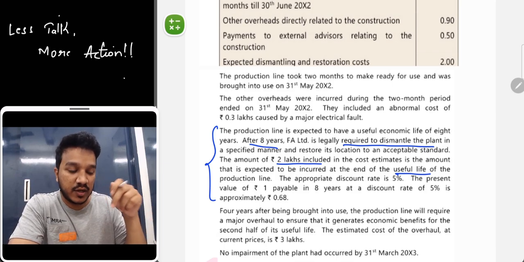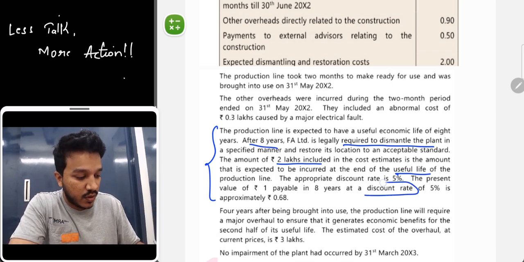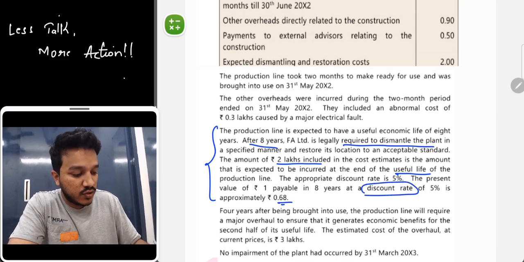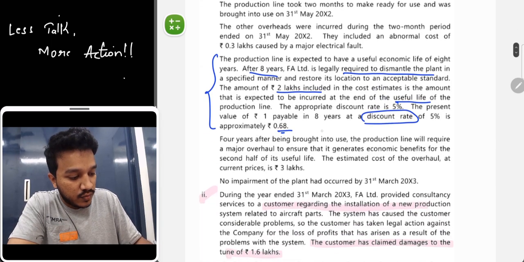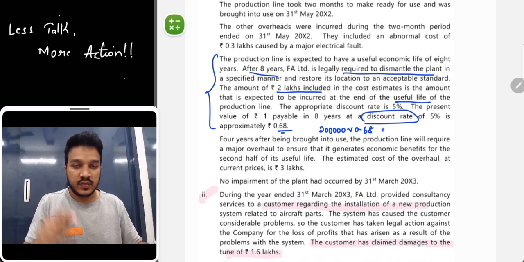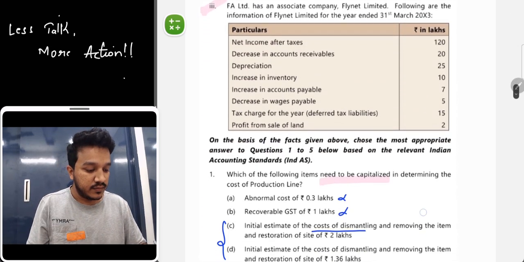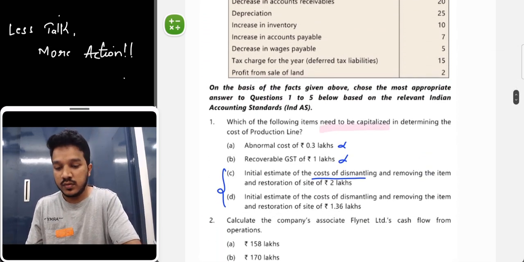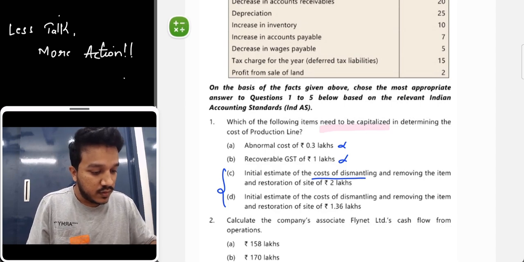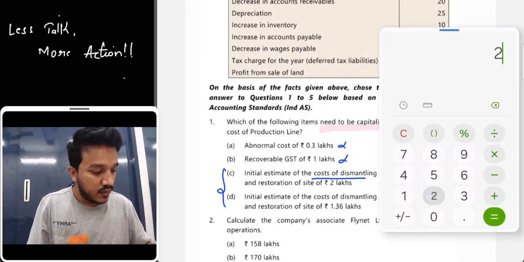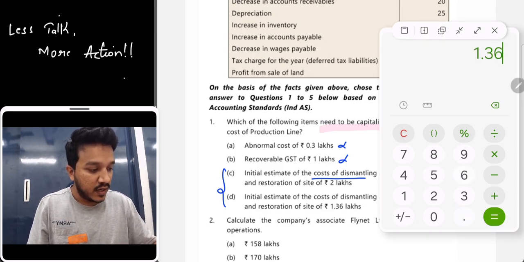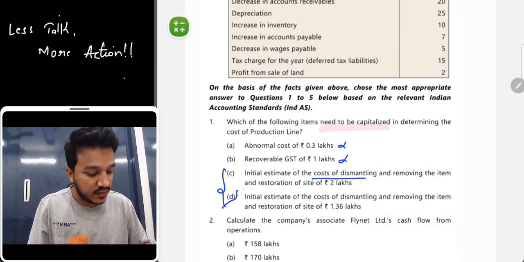So what is its present value today? They have given that too. The discount rate is given as 0.68. So if you do 2 lakhs into 0.68, you will get the current value. 2 lakhs into 0.68 is 0.16 lakhs, that is the answer. Okay, I hope this is clear. So the answer is D.